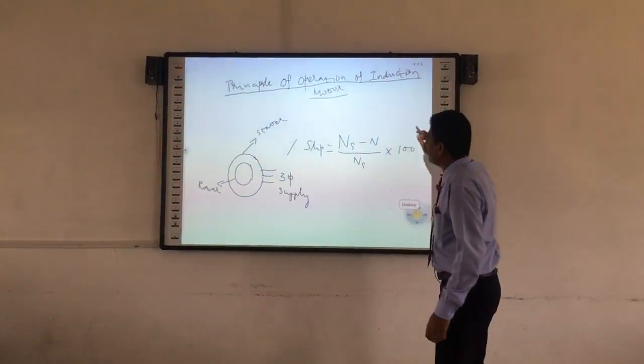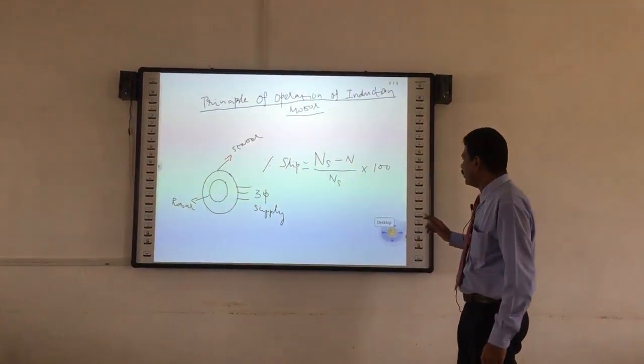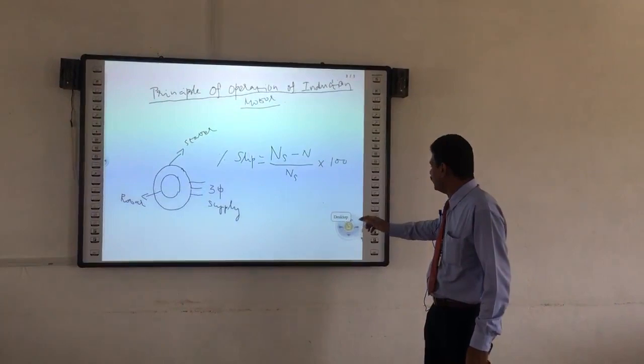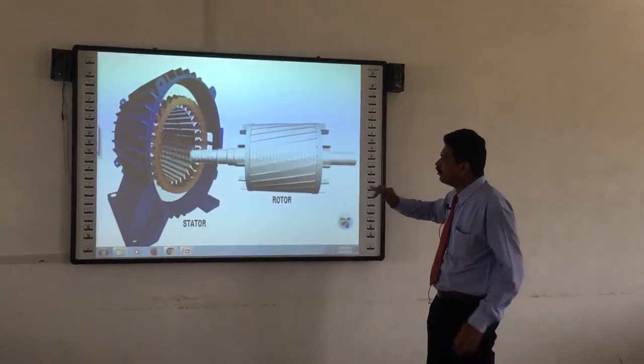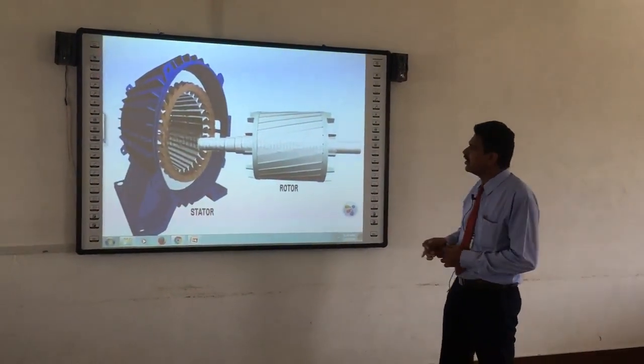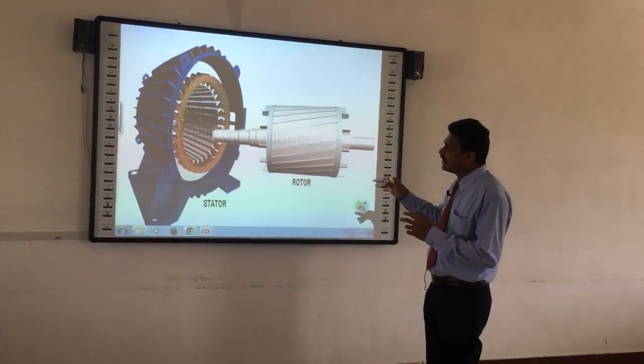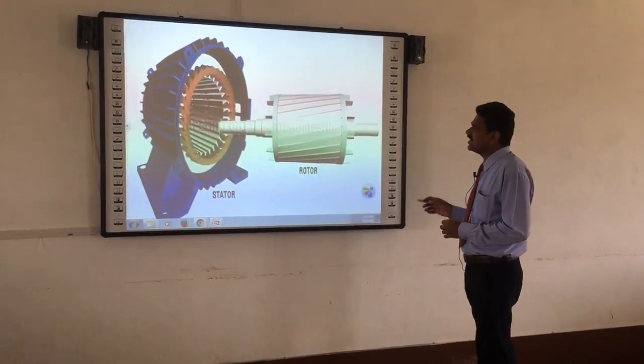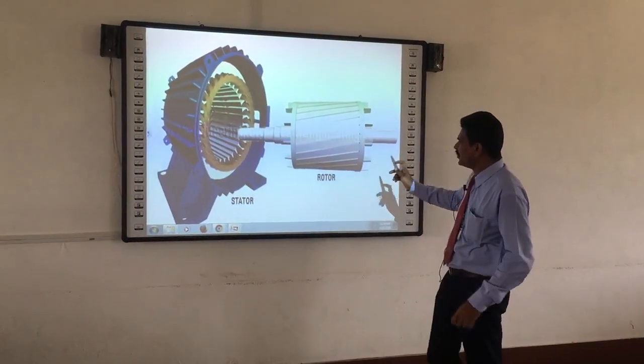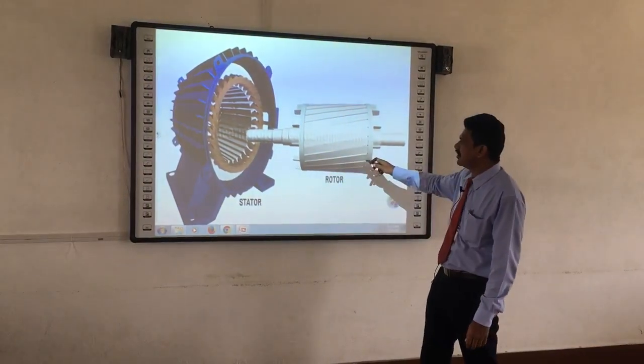Let us see the principle of operation of an induction motor. Before going to this principle, let us see the construction briefly, and then we will move on to the principle. As far as the induction motor construction is concerned, it has two parts: one is the stator and another one is the rotor.